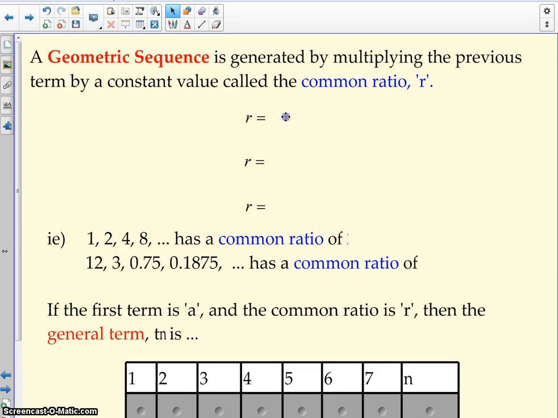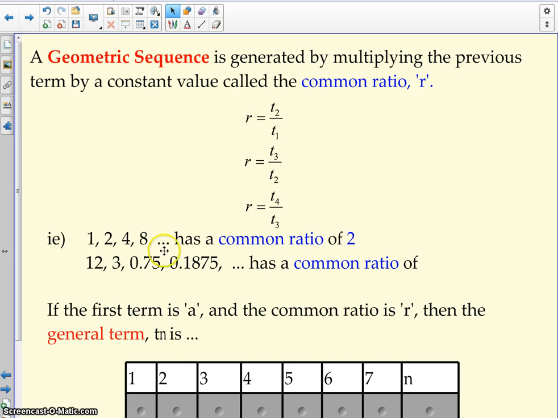So how do we find that ratio? Well, we can take any two consecutive terms, for example, the second term and the first term, and divide them to get that common ratio. And since it's a common ratio, that will be true for any pair of consecutive terms that you want. So some examples here, you have 1, 2, 4, and 8. Well, what's our common ratio? 2 divided by 1 is 2. 4 divided by 2 is 2. 8 divided by 4 is 2. So that's our common ratio.